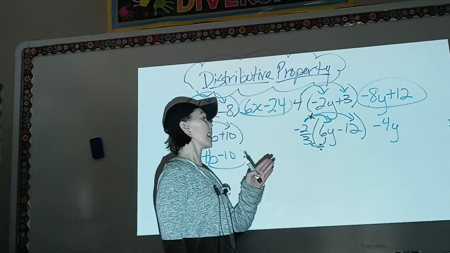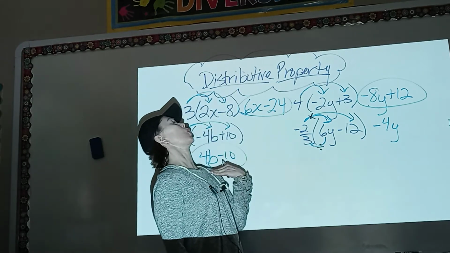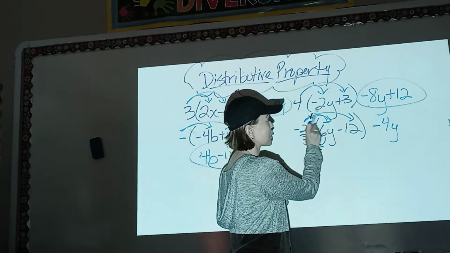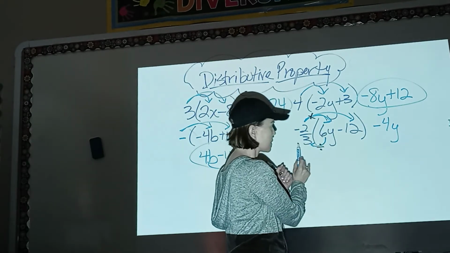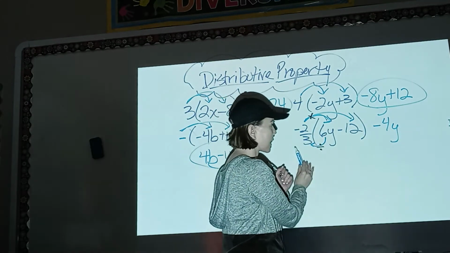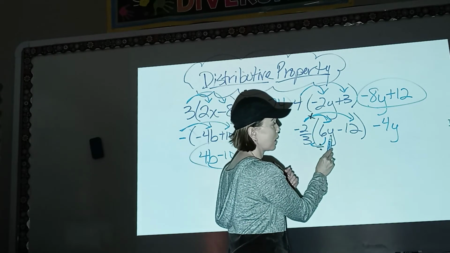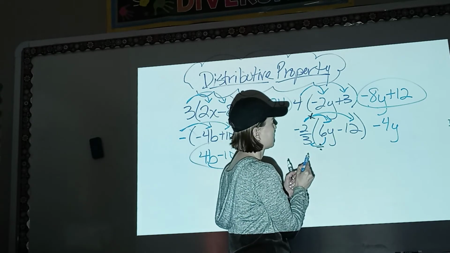Let me say that again. We should all be oohing and ahhing. Ooh, ah. So you multiply the numerator, 2 times 6 is 12. Divide with the denominator, 12 divided by 3 is 4. 4 what? 4y.